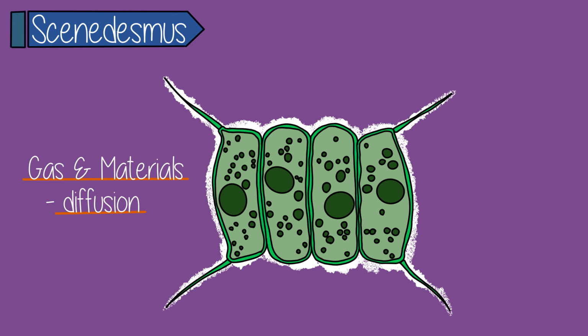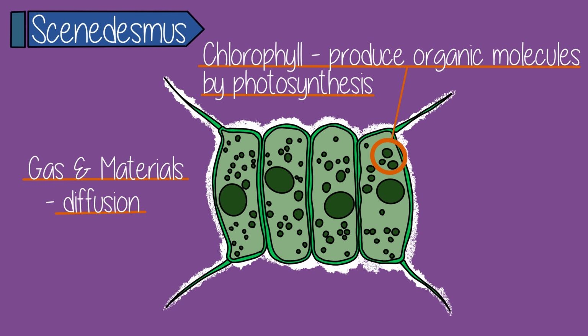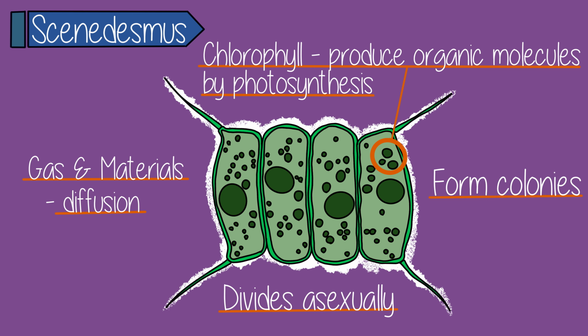Another example for photosynthetic unicellular organism is Scenedesmus. Scenedesmus exchanges gas and materials by cell diffusion, which is nutrition and excretion. It also contains chlorophyll, producing organic molecules by photosynthesis, considered as metabolism. Parent cell divides and reproduces asexually, which is its reproduction, and lastly, Scenedesmus can exist by themselves or form colonies for protection, which is response.